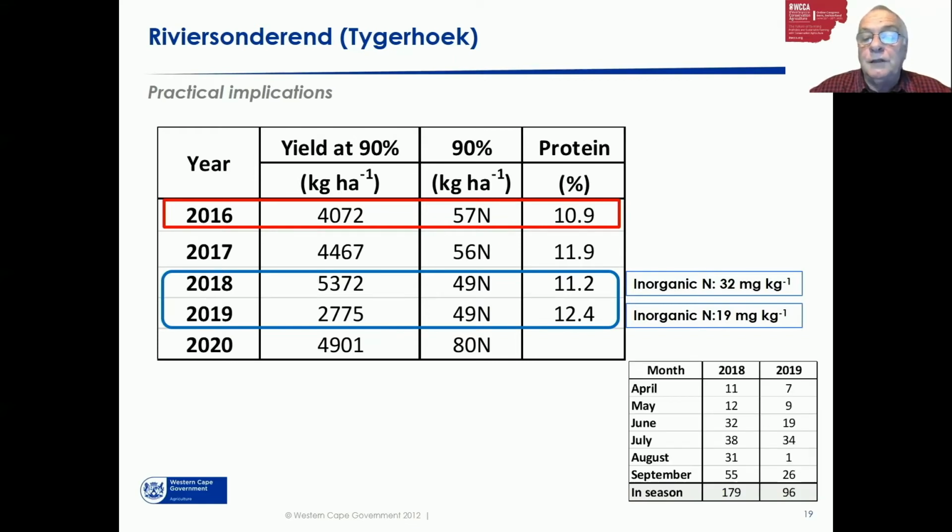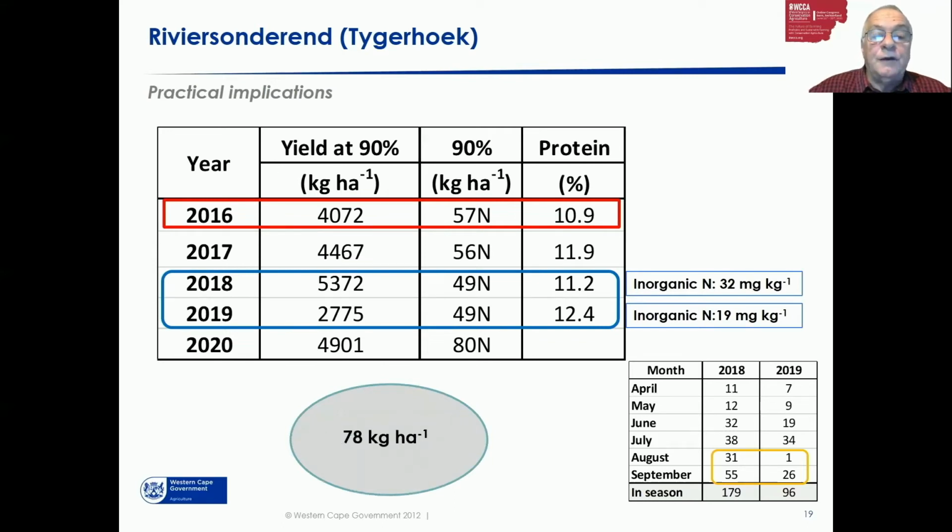So if you look at 2018, the in-season rainfall, April to September, was 179, and in 2019, it was only 96 millimeter for the in-season rainfall. But also important, August and September are very important months for us here in South Africa, in the Western Cape. And we can see that 2018 was much better in terms of rainfall received over the 2 months than 2019.